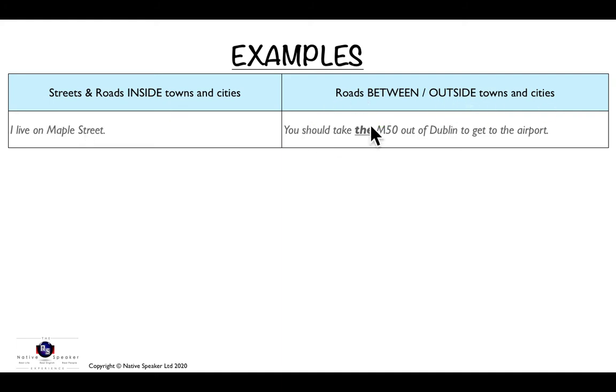You should take the M50 out of Dublin to get to the airport. So if you need to leave Dublin city and go to the airport, which is outside the city, you'll need to take a road called the M50. A common mistake by students is they often say you should take M50. That's a mistake. It's a very basic mistake that sounds like poor quality English to native speakers. Make sure you say the M50.